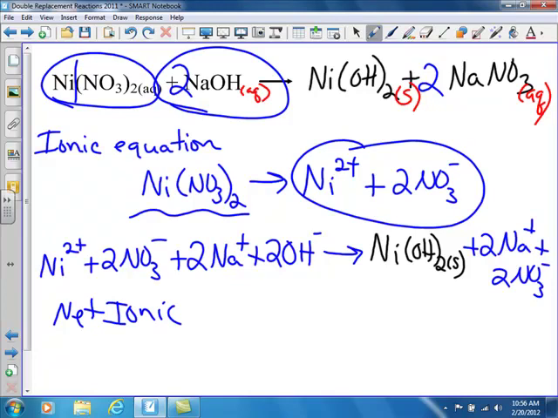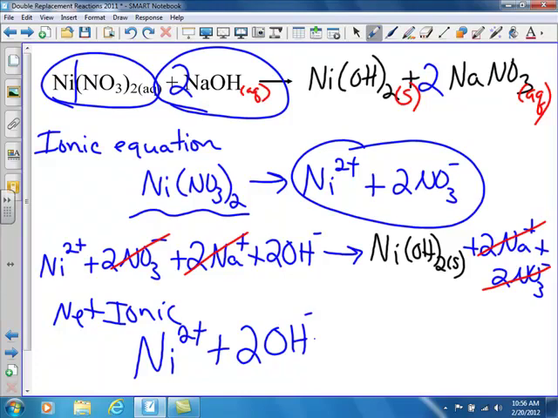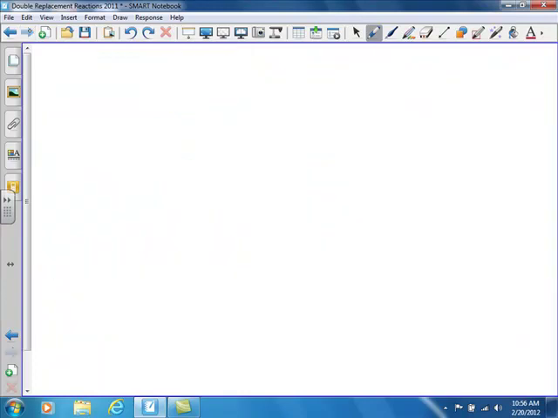Now, again, the net ionic cancels out everything that is on both sides. There's 2Nas, those go away. 2NO3s, those go away. So with the net ionic, I write down everything I have left, which is Ni2 plus, 2OH minus yields NiOH2 solid. So that's what you do with double replacement reactions. And I don't have any more examples. You should now be able to complete the double replacement reaction worksheet.